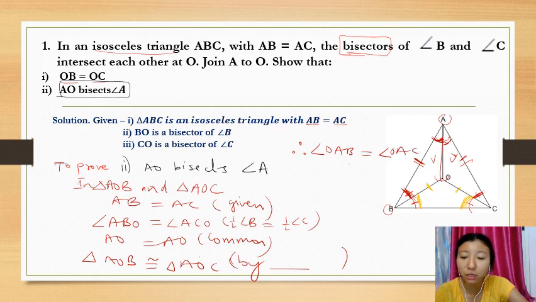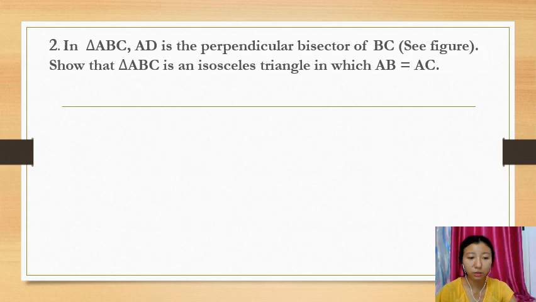Hence OA bisects angle A. Here OA bisects angle A. Alright, so this is the first question, and I have left one step, one concurrency rule, which you need to fill up. Okay, moving on to the next slide.